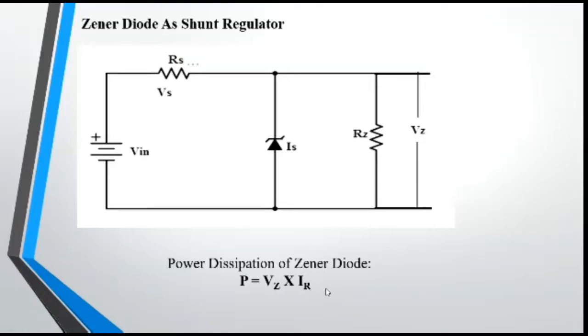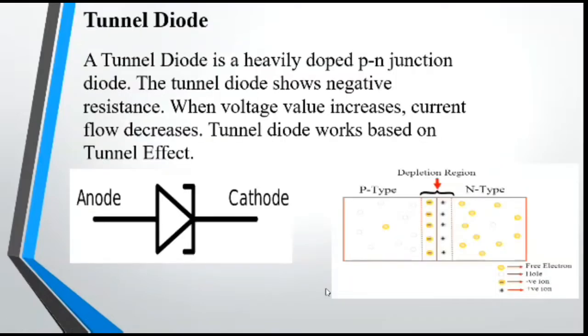Now, let's discuss the tunnel diode. A tunnel diode is a heavily doped PN junction diode. This tunnel diode shows negative resistance, that is, when voltage value increases, current flow decreases. Tunnel diode works on the tunnel effect. Tunnel diode shows a negative resistance in its operating range, so it can be used as an amplifier, oscillator, and in any switching circuits. This is the symbol of tunnel diode, and this is the equivalent circuit of tunnel diode.